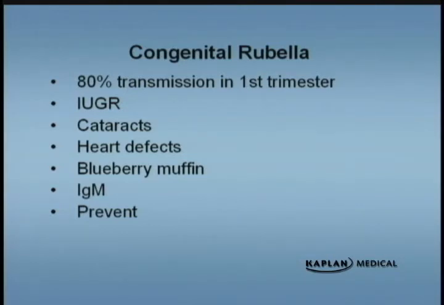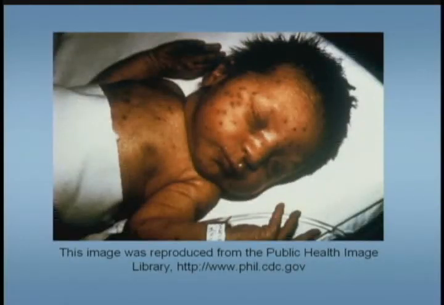You get titers with IgM, and the best thing to do for this disease, you can't treat them once they're born. The best thing to do is to prevent them from getting the disease by immunizing the population so they can't transmit it to the moms. And this is a baby with the characteristic blueberry muffin lesions. All those little spots that you see on the baby are little areas that they call the blueberry muffin, simply because of the color with a background of jaundice. That's what you describe.